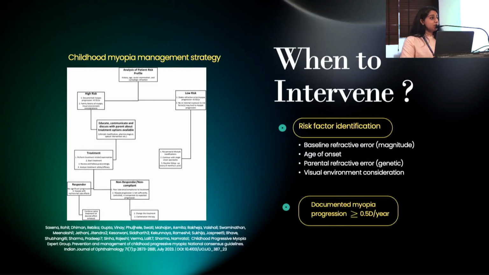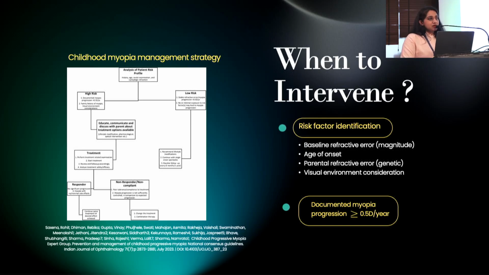So the billion-dollar question, when to intervene? That is by risk stratification first and documenting a myopia progression of more than 0.5 diopter per year. So high risk means when there's a larger baseline refractive error, younger the age of onset, who has a parental refractive error. Basically, if both parents have myopia, there is a 3 times chance for progression as well as prevalence for the child, and also very poor visual environment situations.